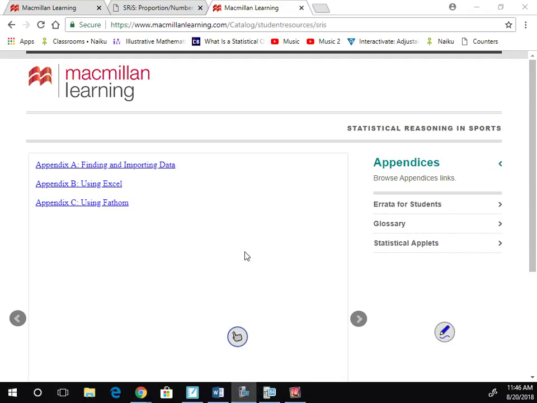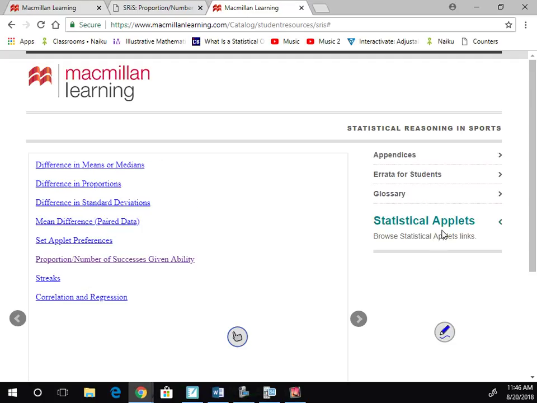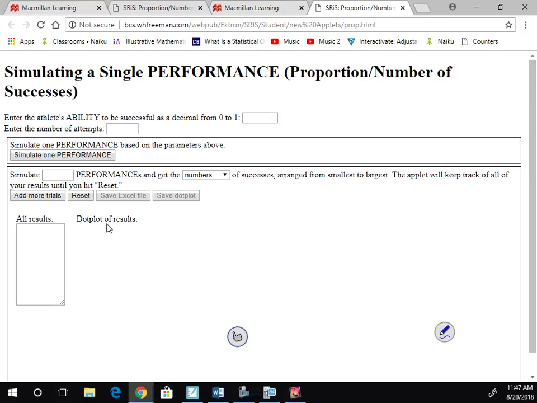When you get to this web page, we're talking about stats. So you're going to go to the statistical applets. That's what we need, the statistical applets. It's located on the right side that you just saw. From here, we're going to choose proportion /number of successes given ability. So this link right here, and it's going to open up a new web page. This is pretty self-explanatory, okay? Enter the athlete's ability to be successful as a decimal from 0 to 1.